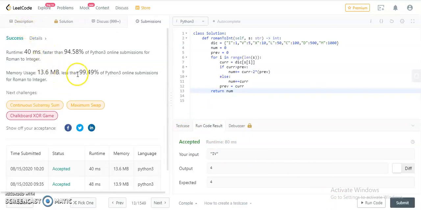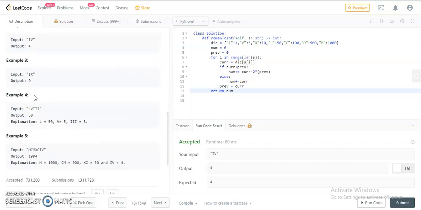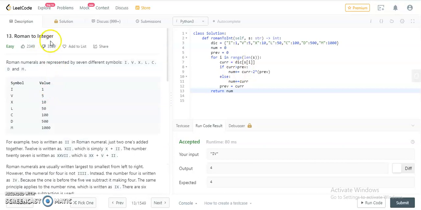So it got submitted, and I hope you got the clarity about these kinds of similar problems, the one we solved earlier, integer to Roman, and this one, Roman to integer.